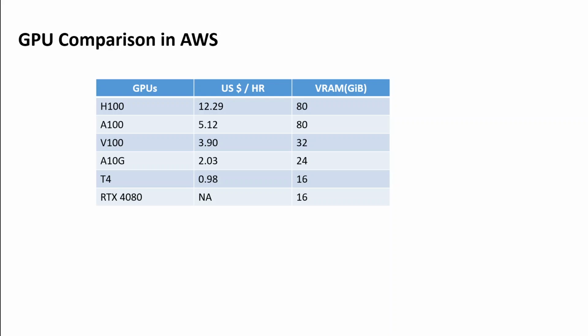So for instance, if you are going for the top class H100 GPU, that will cost you around over 12 US dollars per hour, and the VRAM you will get is around 80 GB. And then similarly for A100, the cost is almost half, which is 5.12 US dollars per hour, and you will get the same VRAM.